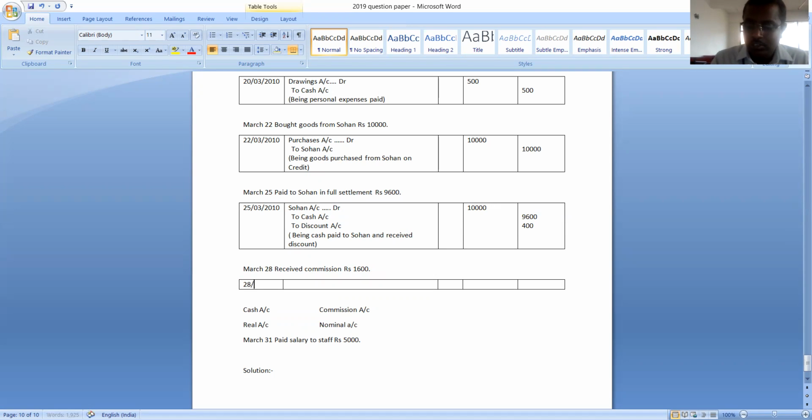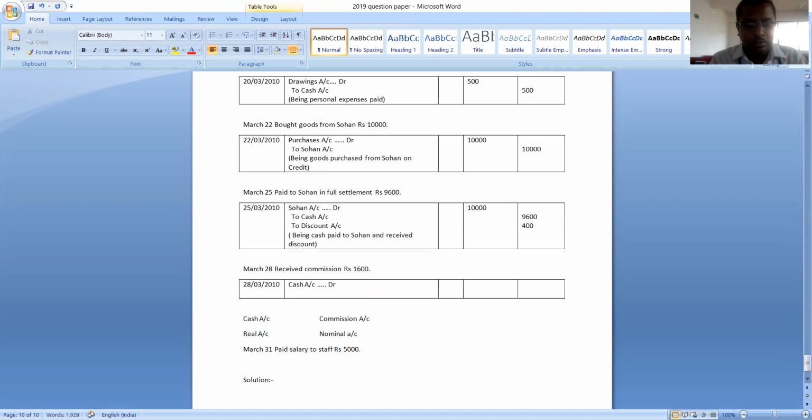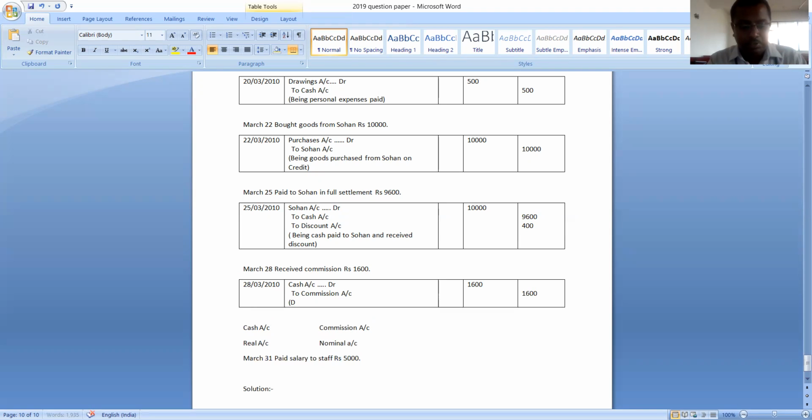What is the transaction? Received commission. It means cash is coming into the business. So which account should be debited? Cash account should be debited because cash is coming into the business. Which account should be credited? Commission account should be credited because commission is income. What is the credit rule of nominal account? Credit all incomes and gains. So 1,600 rupees cash is received as commission. What is the narration? Being commission received.